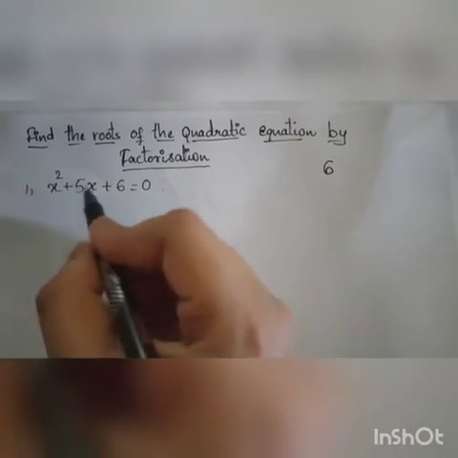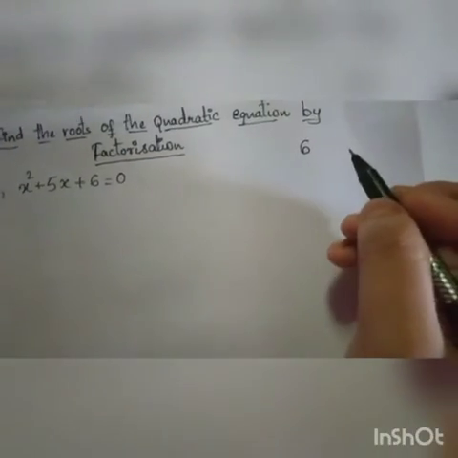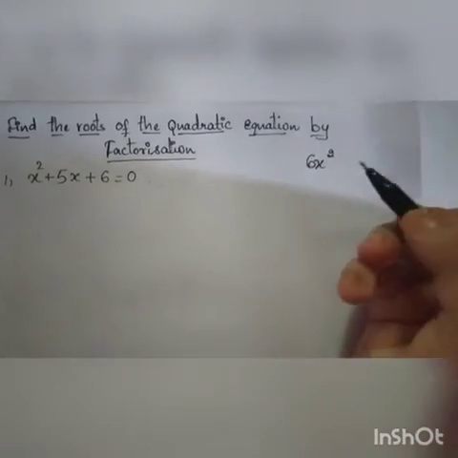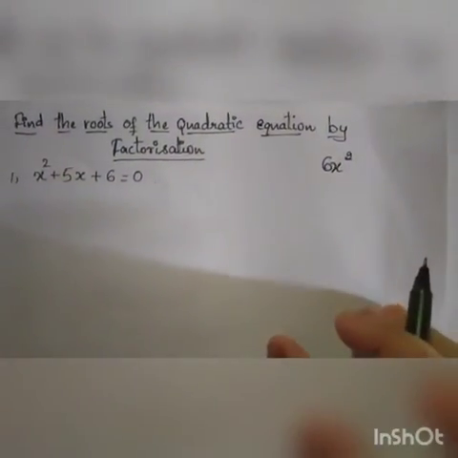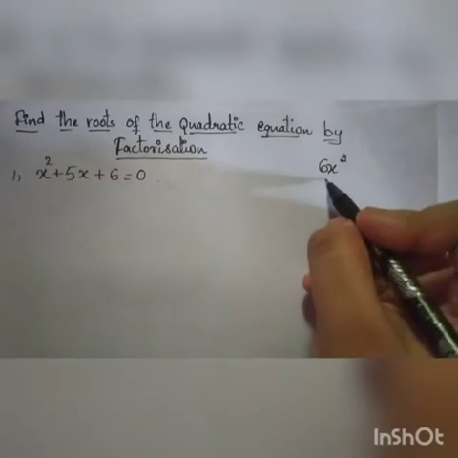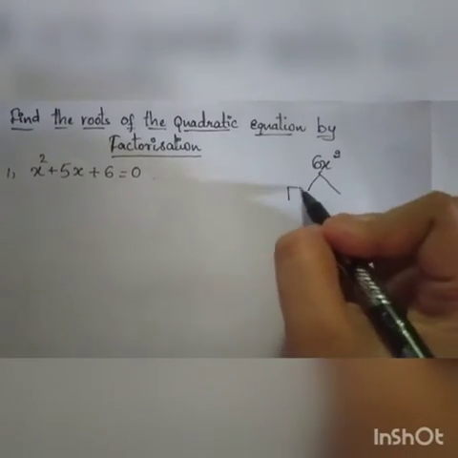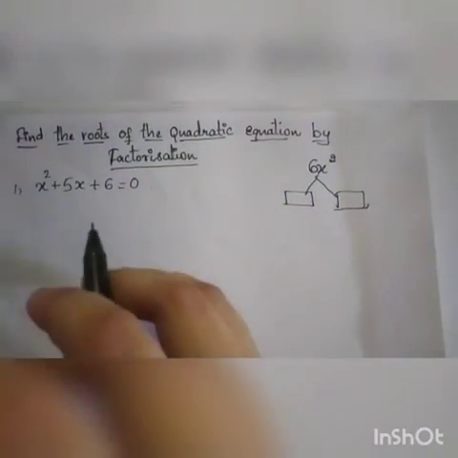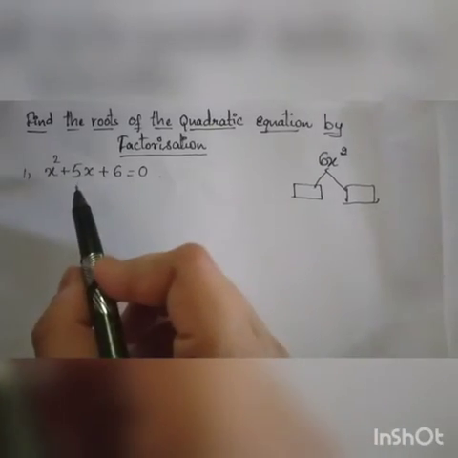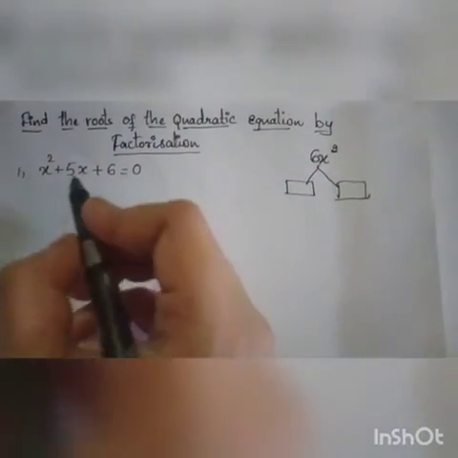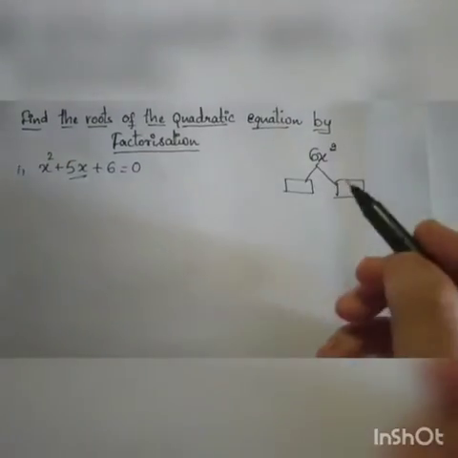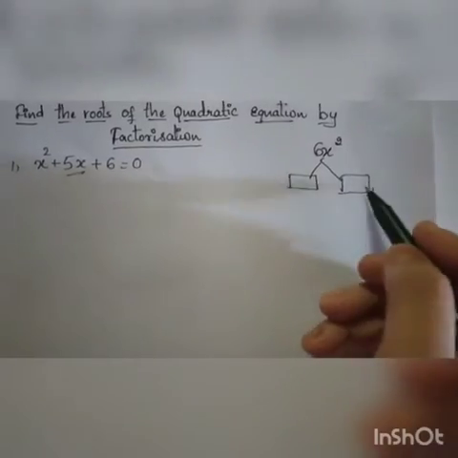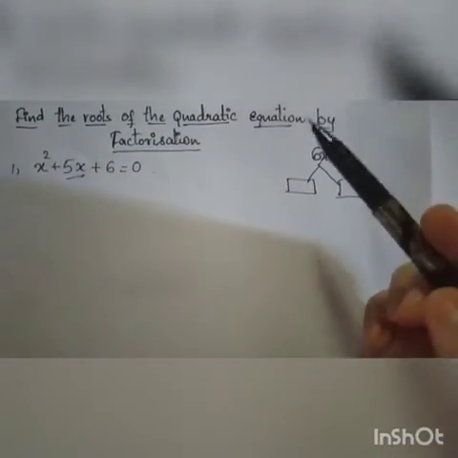6 into 1 is 6 and x square is there, so here you will get 6x square. Now I have to find the factors for this 6x square. Two factors are required for that 6x square. Now if I observe, the middle term is 5x. From those two factors I have to get plus 5x.